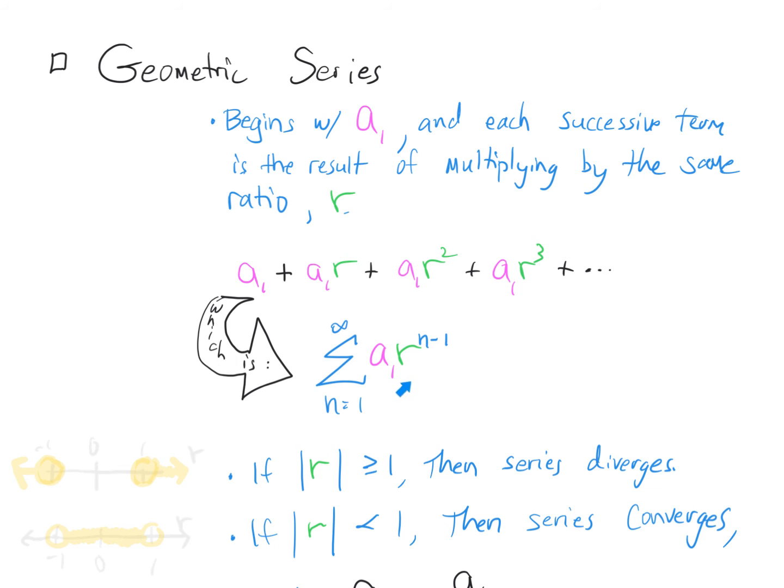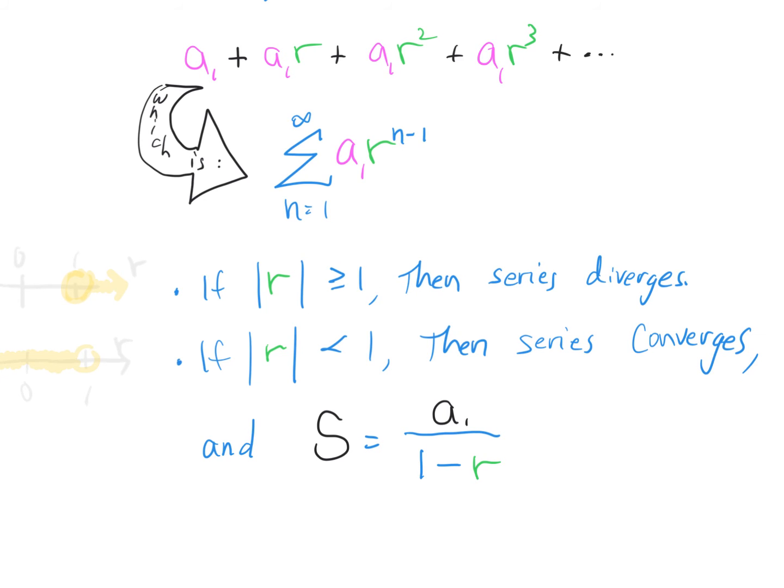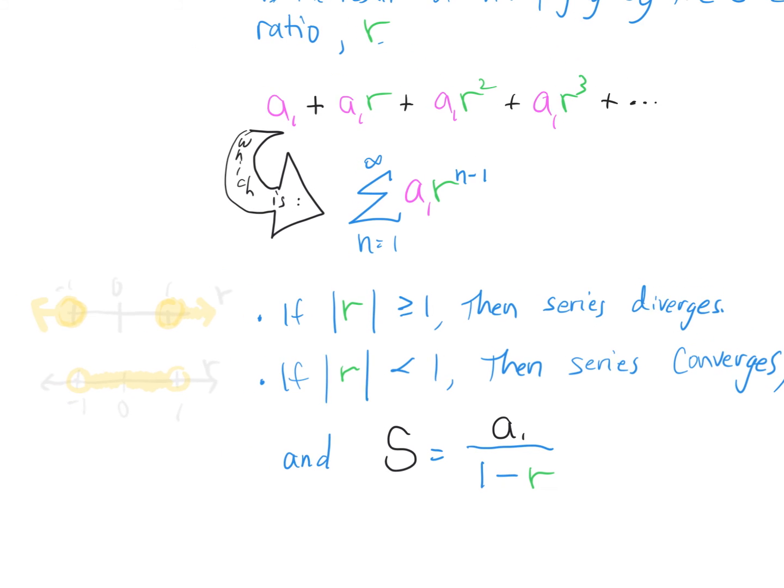What did we prove last week? If the r value's distance from 0 is bigger than or equal to 1, then the series diverges. But if it's less than 1, then the series converges. And we proved that the series converges to the first term divided by 1 minus the common ratio. As long as the r value is on this shaded part of the number line, it's a converging geometric series. If it's 1 away from 0 or more, then it diverges.